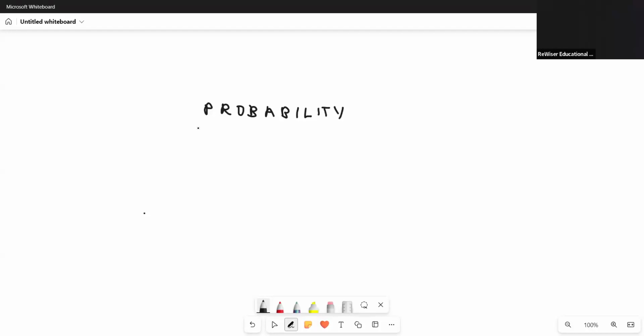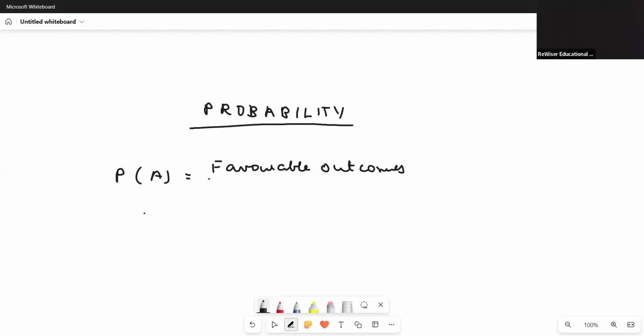So literally the meaning of the word probability is whether an event will occur or it will not occur. So if an event is occurring, what is the chance of its occurring? That's the meaning of the word probability. That means if any event is occurring, what is its chance to occur? So the generic definition of probability of any event A is written as favorable outcomes divided by total number of outcomes. So that's the basic definition of probability.